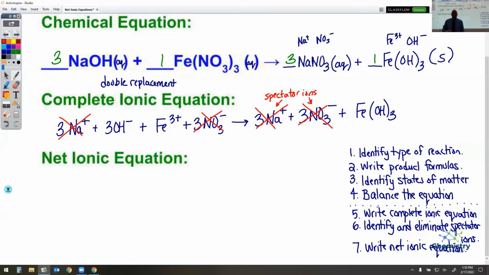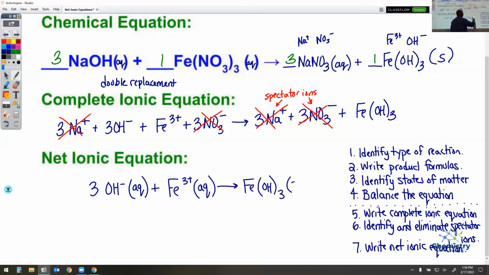Just like a spectator at a sporting event doesn't participate in the sporting event, a spectator ion doesn't participate in the chemical reaction. It's there simply to balance the charge in the solution. Now, we're ready to write our net ionic equation for this example. So I start by first identifying 3 hydroxide ions, which again are aqueous, plus my 1 iron 3+ ion, also aqueous, forming my FeOH3 iron 3 hydroxide solid.